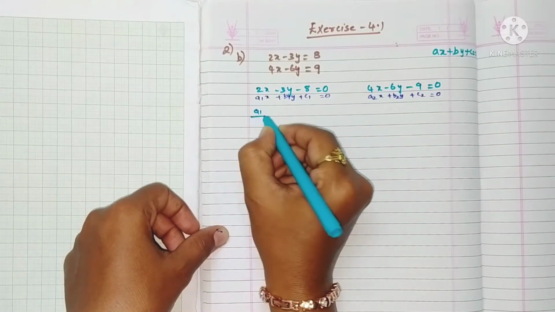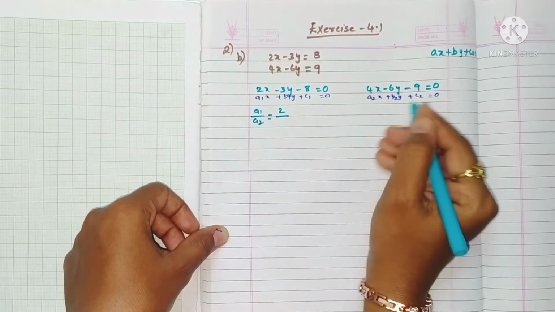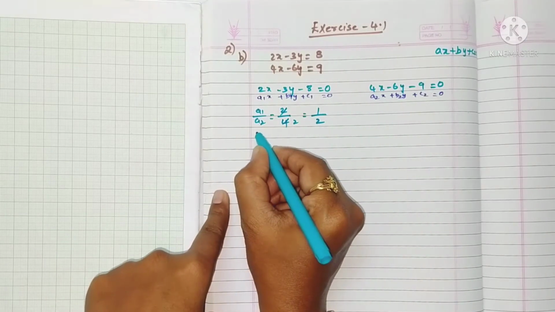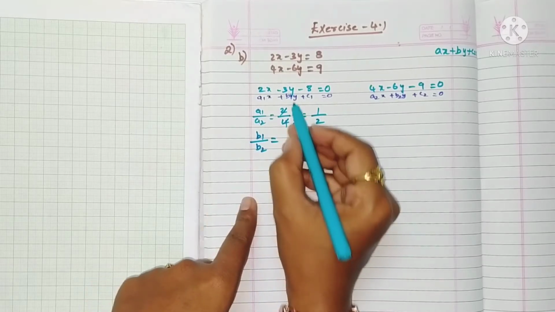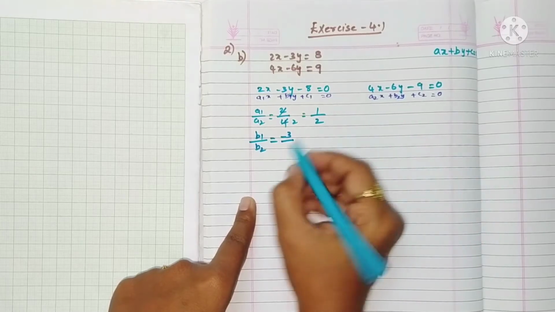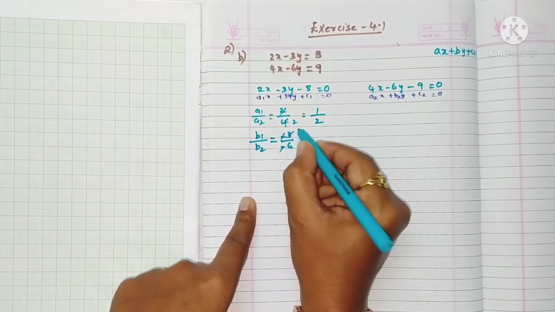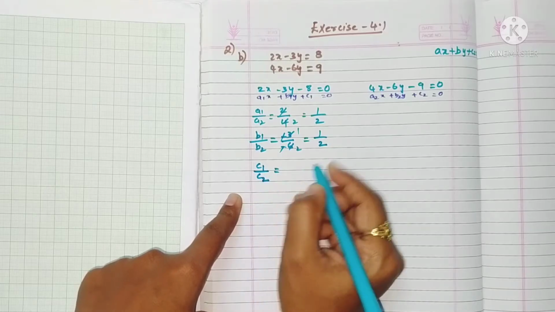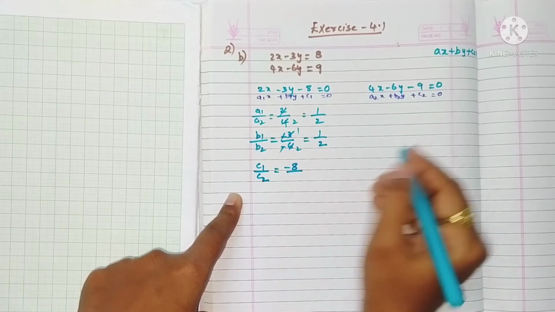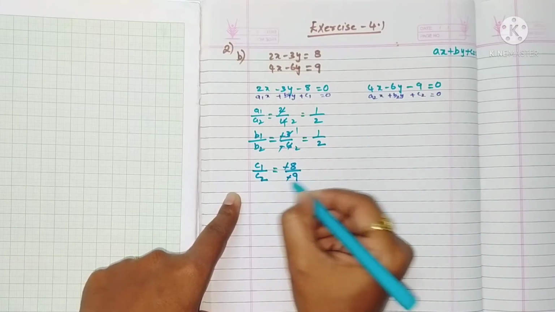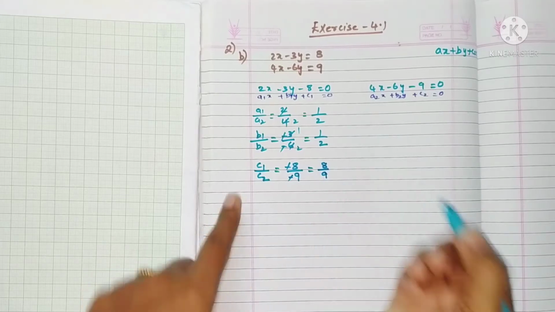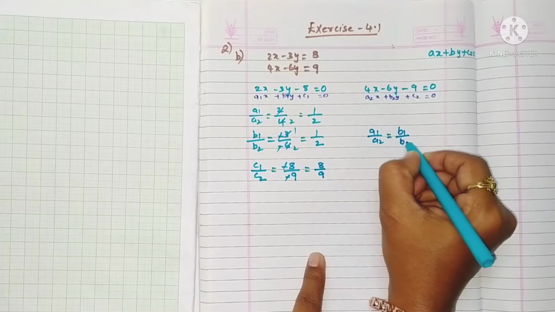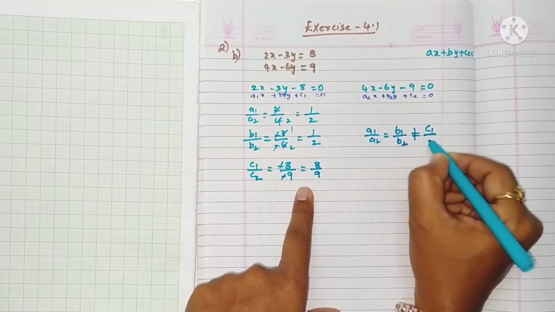Now, write a1 by a2. a1 here 2, a2 4. 2 1s are 2, 2 2s are 4. So, a1 by a2, 1 by 2. Similarly, b1 by b2. b1 minus 3, b2 minus 6. Minus minus cancel, 3 1s, 3 2s, 1 by 2. Okay. Next, c1 by c2. c1 minus 8, c2 minus 9. Minus minus will get cancel, 8 by 9. See, here a1 by a2 equals to b1 by b2, but not equals to c1 by c2, right?